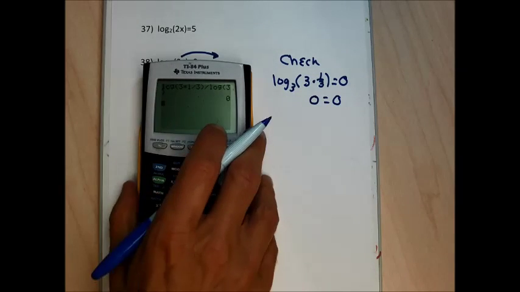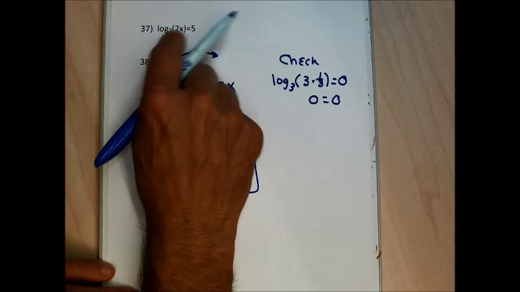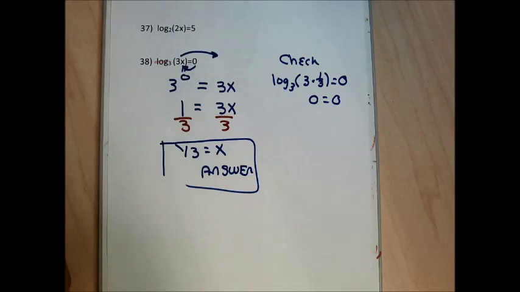So up through 38, there is only one logarithm. It's on the left-hand side. There's a number without a log on the right-hand side. Doing the strategy that we did is really the best and only way to solve these.